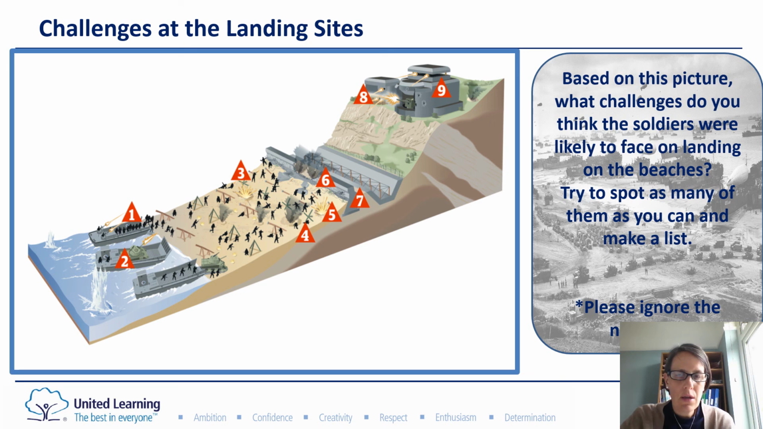This is a side cutaway of what it would have been like to land at the beaches. So you can see where the number 1 and 2 are. That's the landing crafts coming in to bring the soldiers onto the beaches.